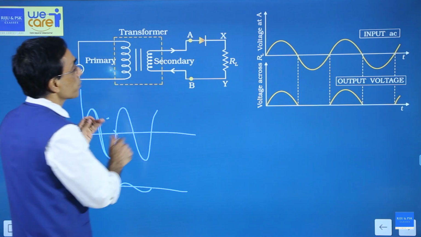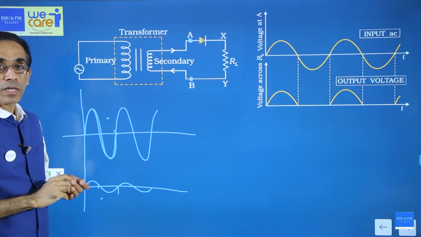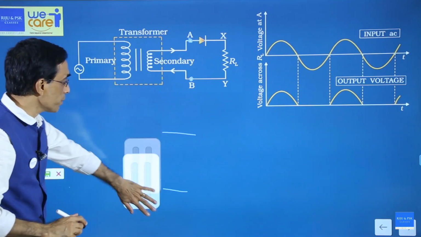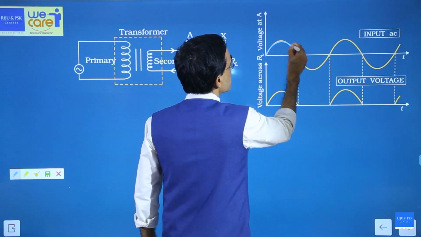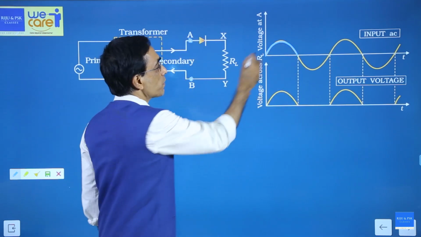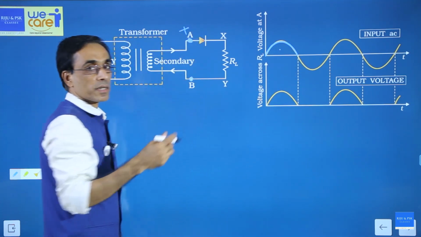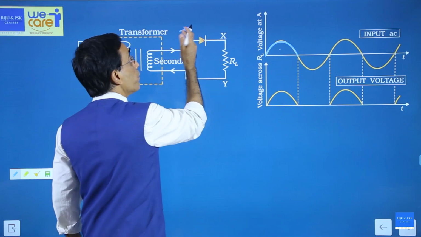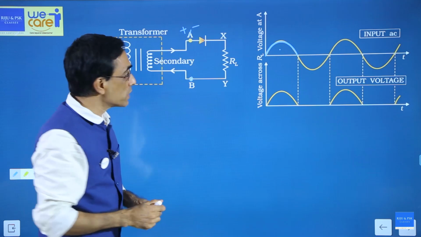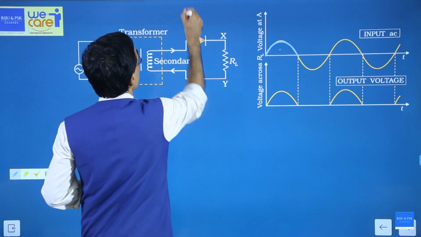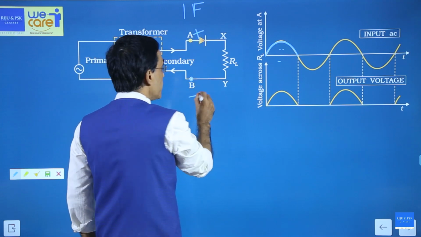This is available here between these 2 points, A and B. Between A and B, you get an alternating voltage. What does it mean? It means that in this first half cycle, A will be positive. You can assume like that. A may become positive or it can be negative. It can be both. But for simplicity, I am assuming that if in the first half cycle A is positive, then B will be negative.